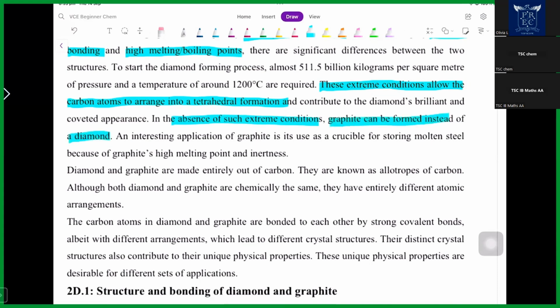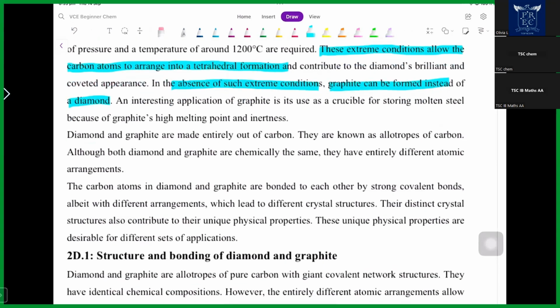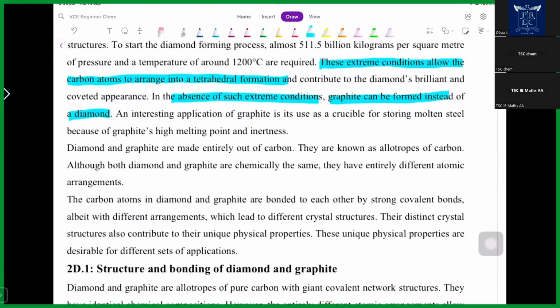So both of them are made up of carbon atoms, but they have different structures, which means that diamond has a tetrahedral structure and graphite has a different structure. We'll talk about those structures slightly later. Then we also know that graphite is used as a crucible for storing molten steel. So that means it has a high melting point and it's also inert. What do you mean by inert?